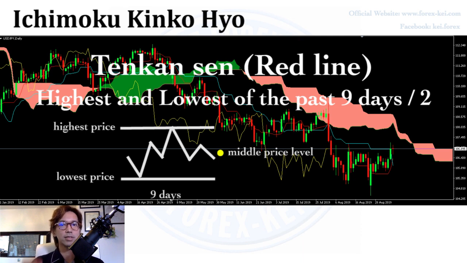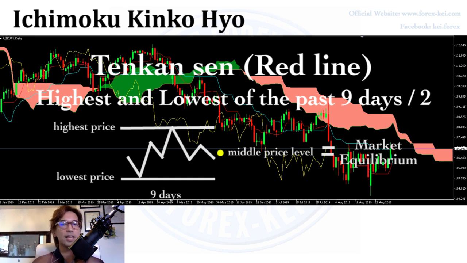It simply shows the half price level of the highest and lowest price of the past 9 days. It doesn't take each candle's closing prices, it's just taking the highest and lowest price, and by dividing it by 2, basically it shows the equilibrium point for the past 9 days, where buy and sell energy becomes 50-50.